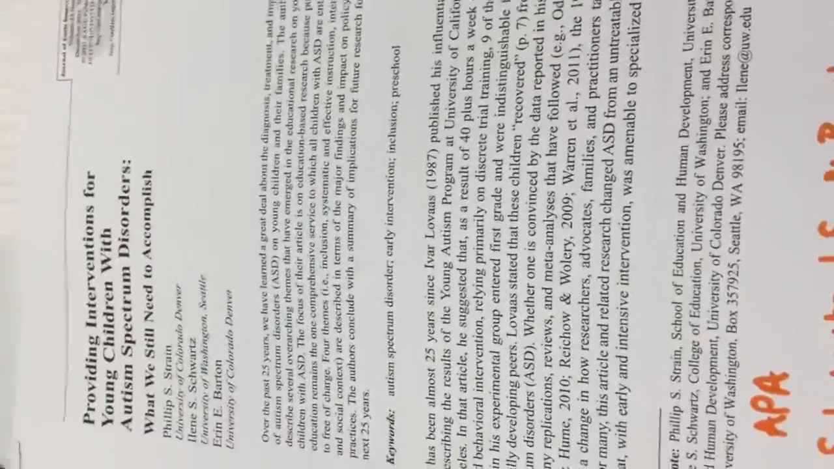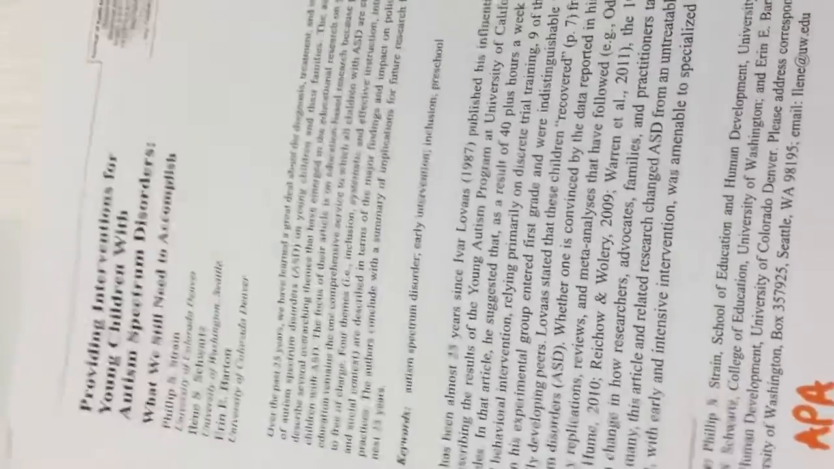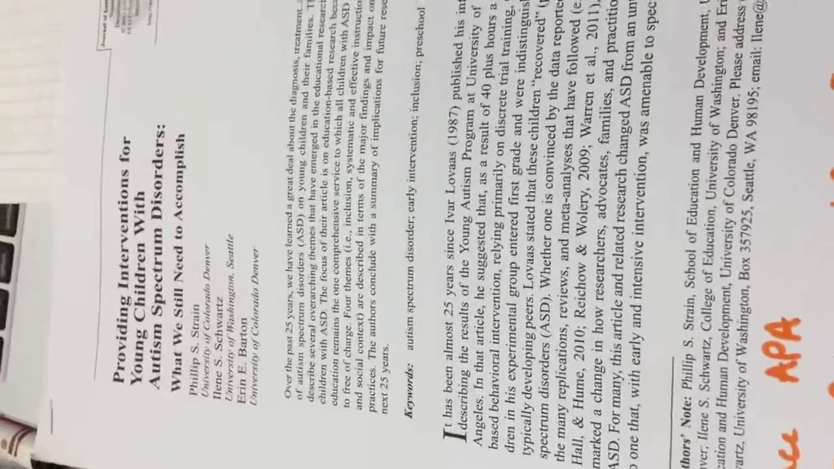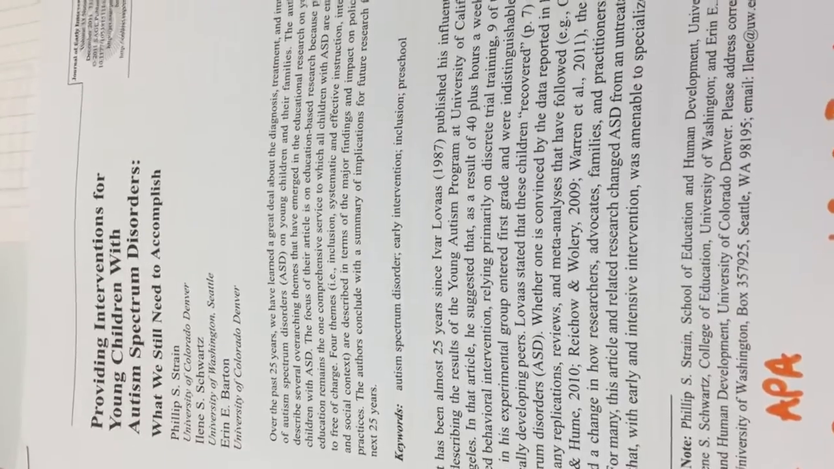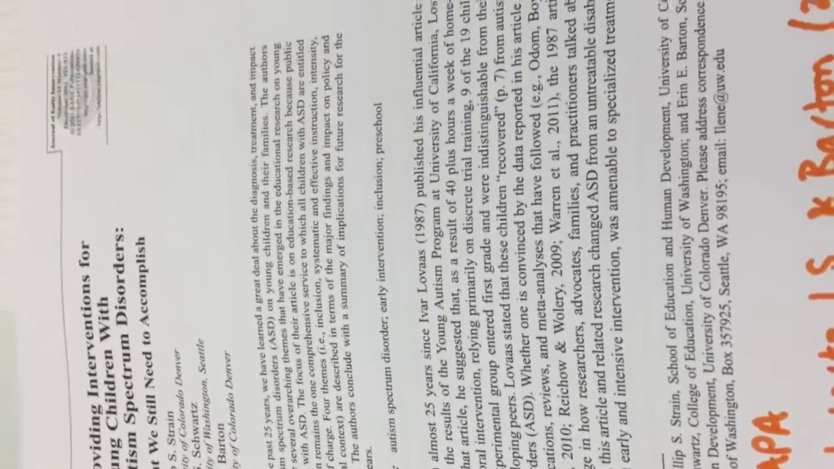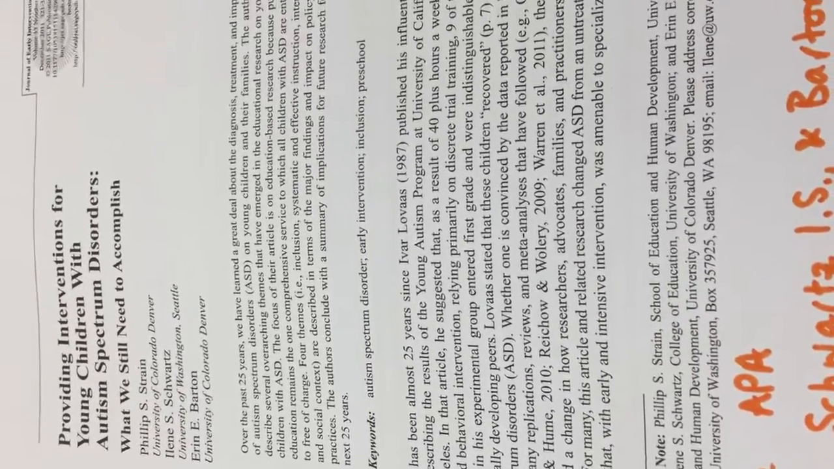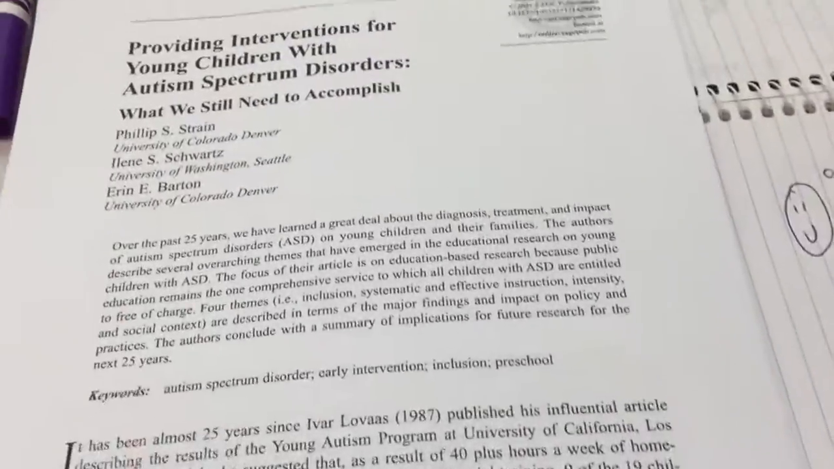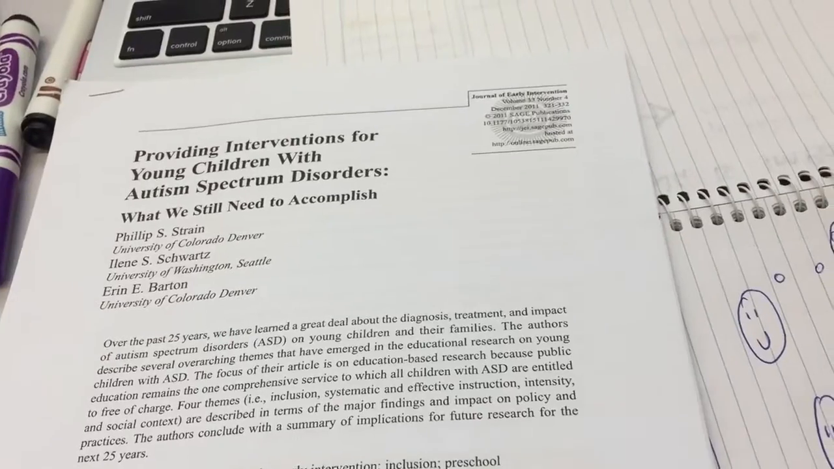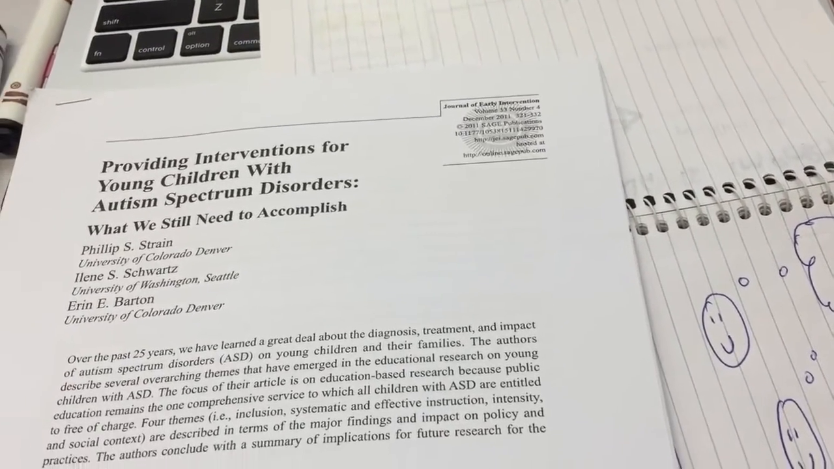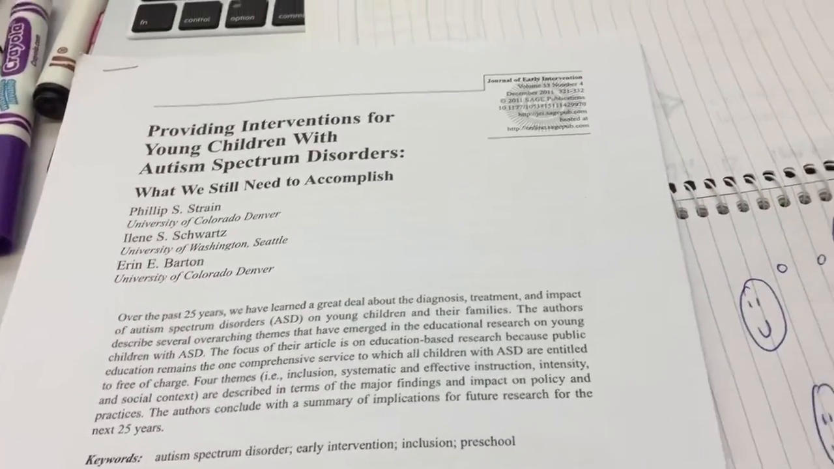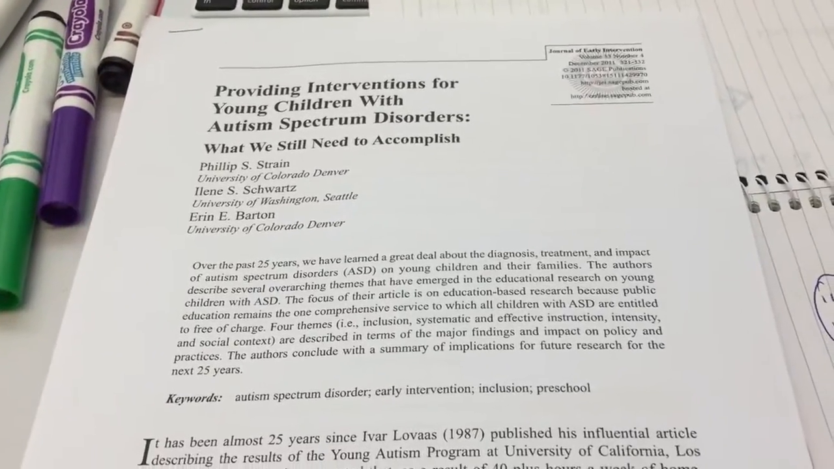This is the Providing Intervention for Young Children with Autism Spectrum article. I'm talking about autism because a number of your groups have chosen children with autism to work on. Okay, and this is a really nice article for lots of different reasons. Basically it has a little bit of an overview of intervention, but it also has an educational focus.